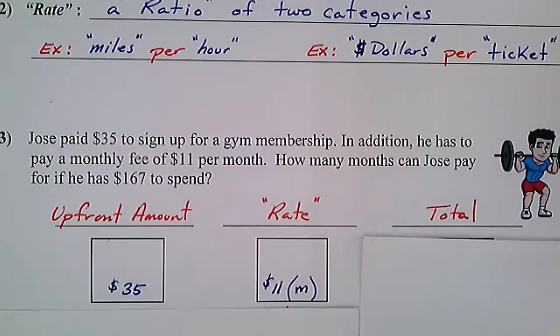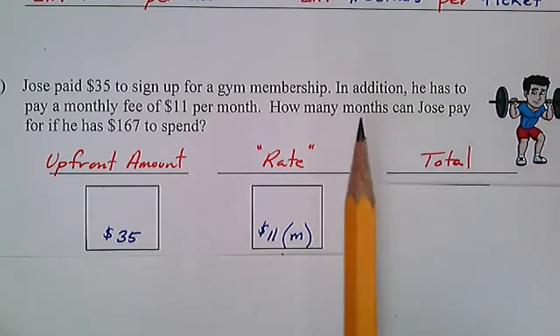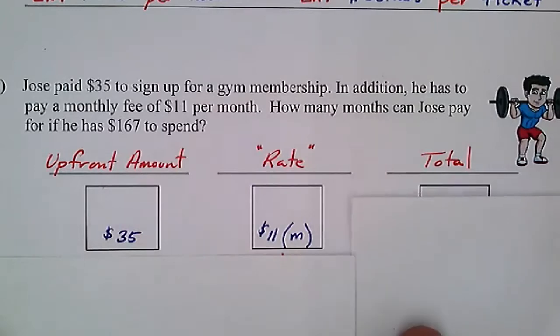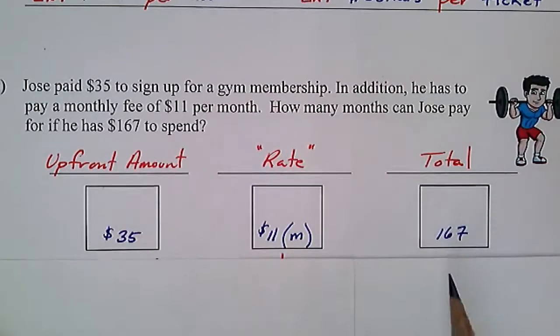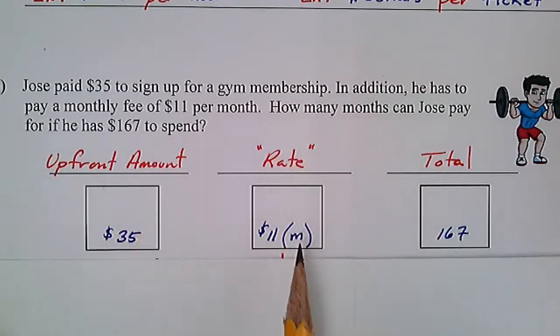So the way we would write that is $11 and then per month. We're really going to multiply 11 times the number of months. And then how much does he have to spend? He has a total of $167 to spend. So maybe he saved that. He's got a little savings account or a piggy bank. So he's saved $167. So the question is how many months? We want to figure out how many months he can pay for with this total.